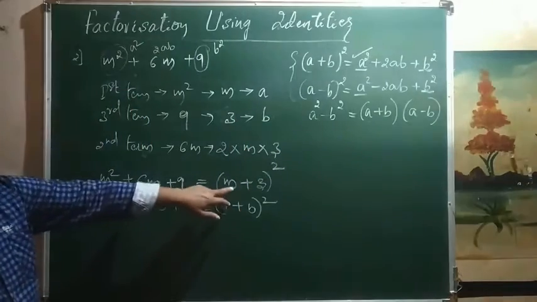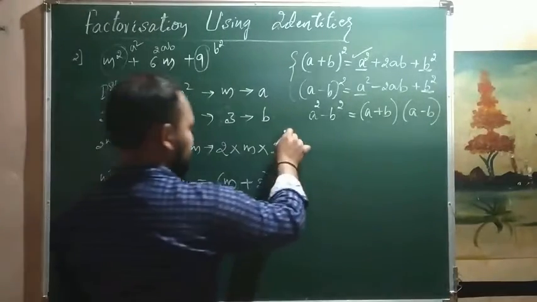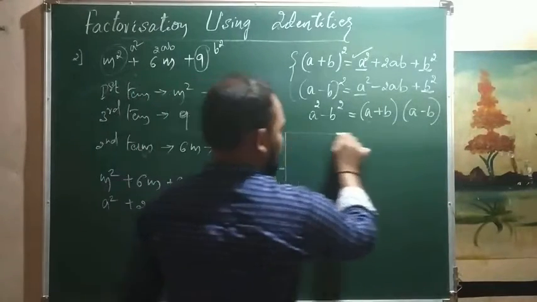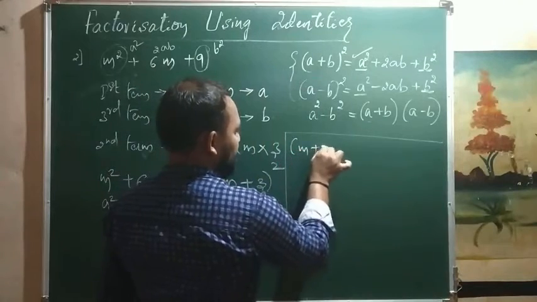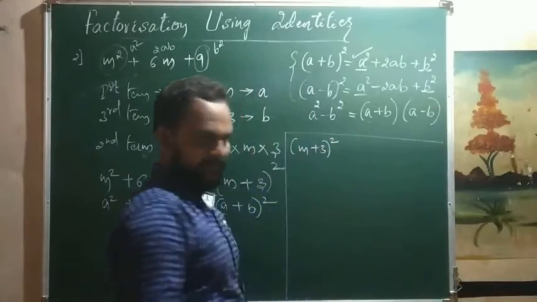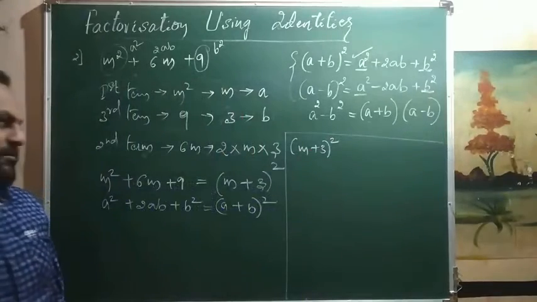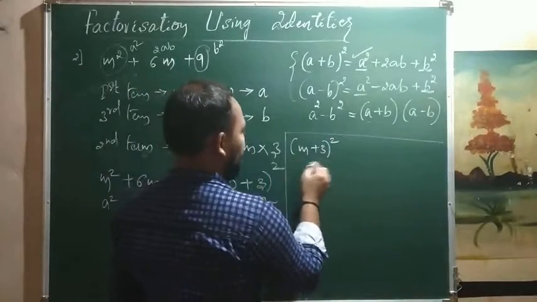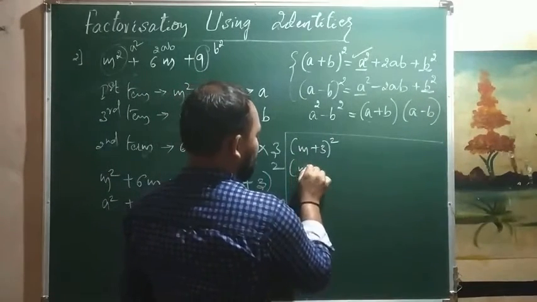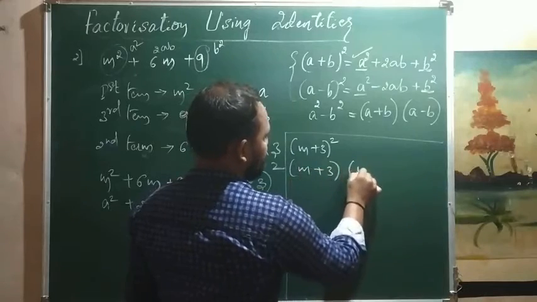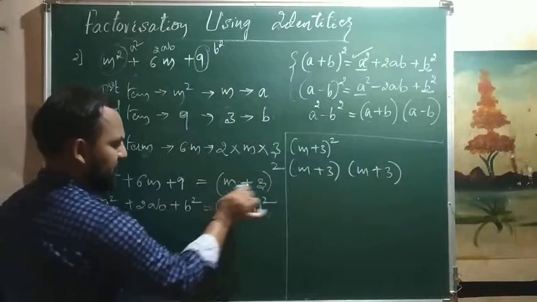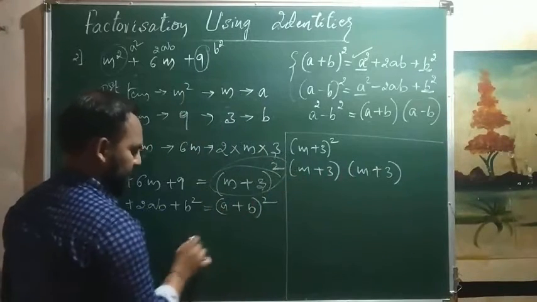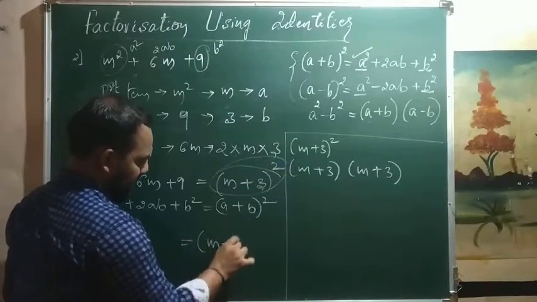Then check whether it is correct or not. This is m plus 3 whole square. Now it can be written as m plus 3 times m plus 3, and this is the answer. Answer is m plus 3 whole square.